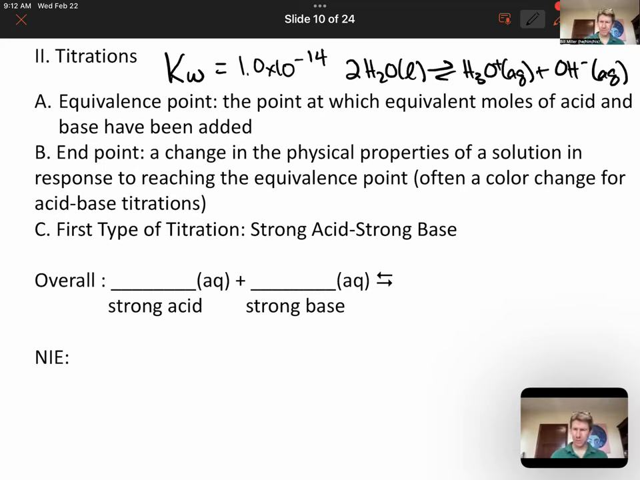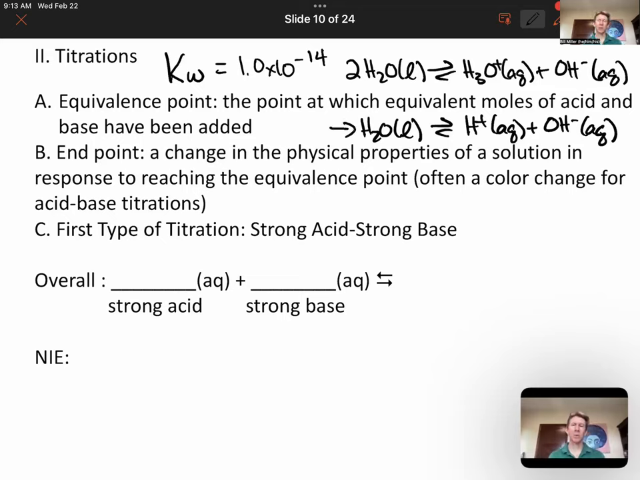If you take a water away from each side, you can also see it as this. Kw can be for either of these reactions. In first semester general chemistry, we're talking more about this one with just one water molecule because we generally talk more about H+. Now that we're doing Bronsted-Lowry theory in second semester general chemistry, we will typically do more with hydronium. But this is the Kw for either of those.